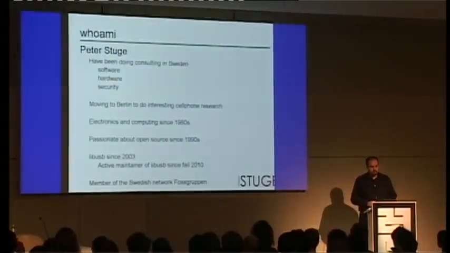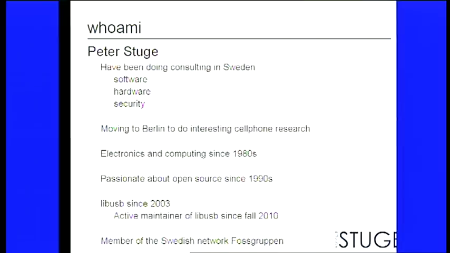So my name is Peter Stuge. I've been doing consulting in Sweden for a long time, software, hardware, security. I'm about to move here to Berlin, which is going to be a lot of fun, to do some interesting cell phone research. I've been doing electronics and computing since the 80s, and open source really passionately since about the 90s. Maybe you've heard me talk about coreboot some other time. I started looking at libusb in 2003 because I was doing a training session for engineers, marketing, executives, and one more group of people in the same seminar, and that didn't really work out so well. But anyway, I got into USB because I thought this is a really neat technology. Since this fall, I'm now the active maintainer of libusb. I'm also a member of the Swedish open source network Fossgruppen.